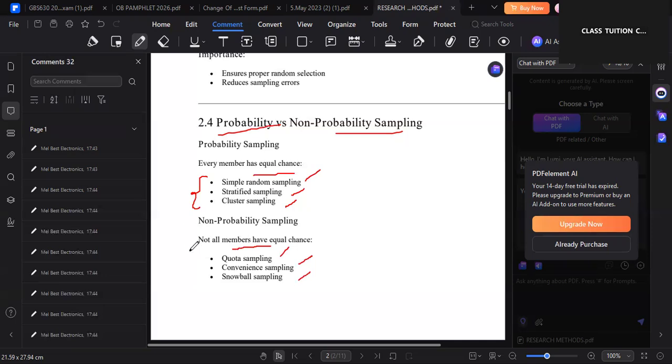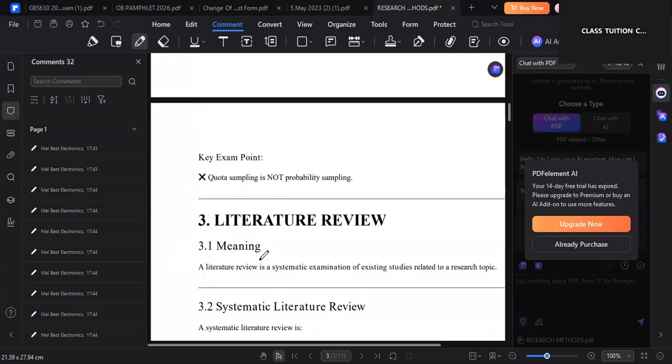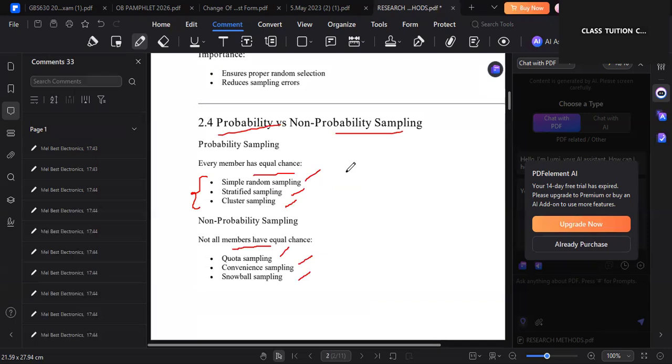These are all examples of what? Non-probability sampling methods. So you need to explain what each of these methods entails. Are we together? You need to explain what each of these methods entails. So quota sampling is not part of the probability sampling methods. It is a non-probability sampling method.